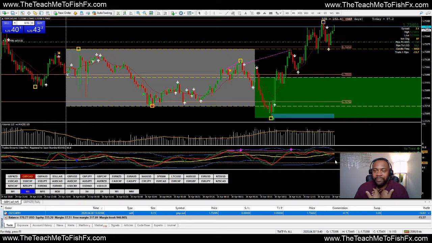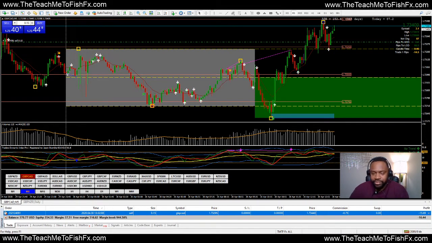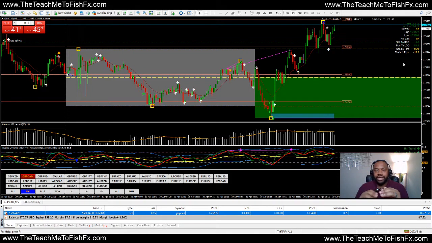And this is a lot. So far, this is a lot for a 10 pip trade for me. I'm negative like 14 pips. But because I'm not trying to get that sniper entry at the very high of the day or low of the day, I do give myself a little bit more wiggle room.